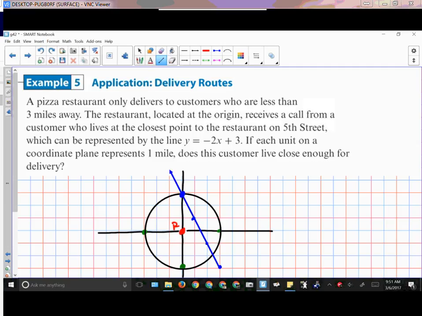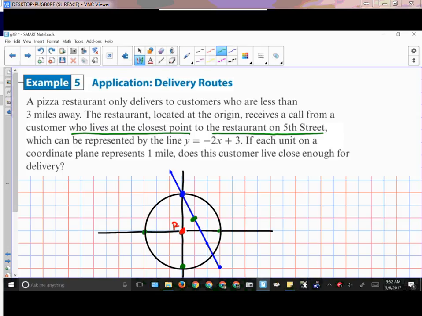But he's on 5th Street. 5th Street is more than 3 miles away, isn't it? Well, I don't know either, because I don't know what street the restaurant's on. So I can't necessarily say that, hey, that's the way it's got to be. But because of what they described, who lives at the closest point to the restaurant on 5th Street? Would this be the closest point to the restaurant on 5th Street? Because that's the closest it gets, right? So is he close enough for delivery? I'd say so.